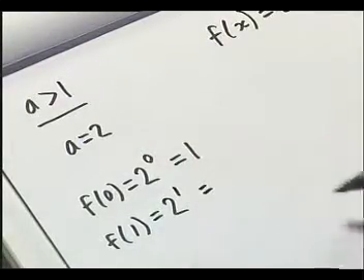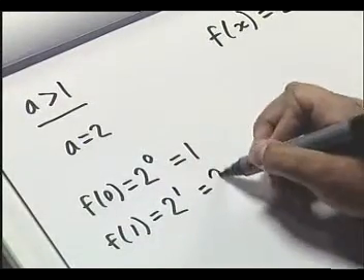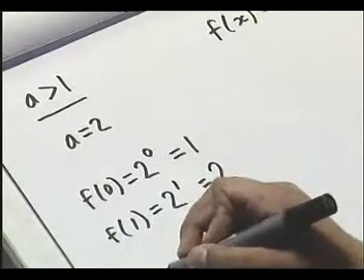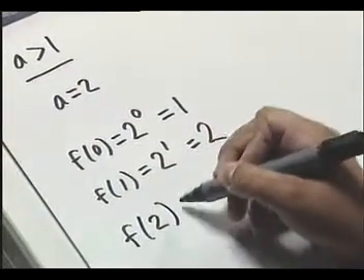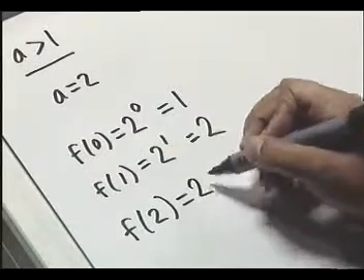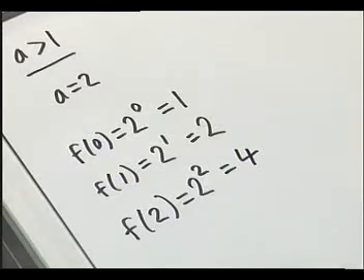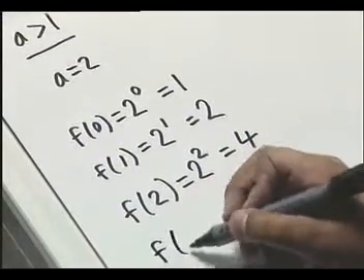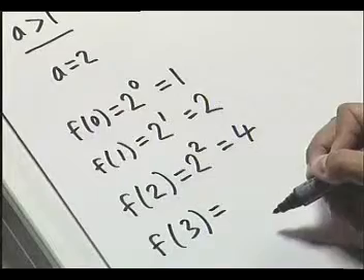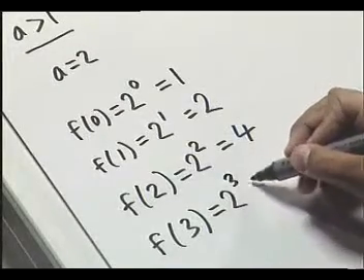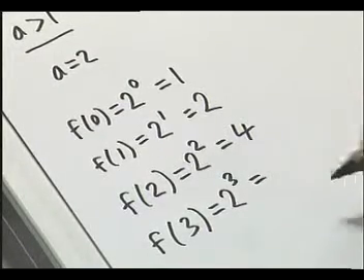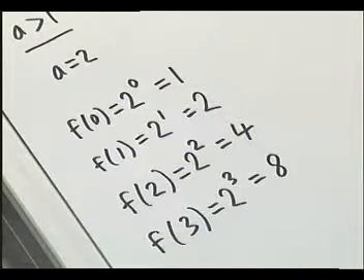Next we'll look at f of 1, which is 2 to the power of 1, and 2 to the power of 1 is 2. And we can look at f of 2, which is 2 squared, which is 4. So quite straightforward. And finally, f of 3, which is 2 to the power of 3, which actually gives us 8. I also want to consider some negative arguments as well.